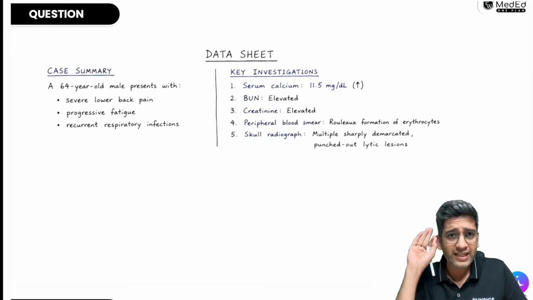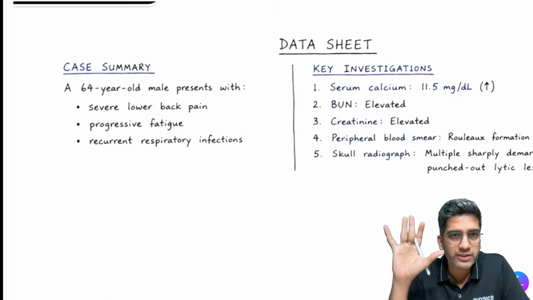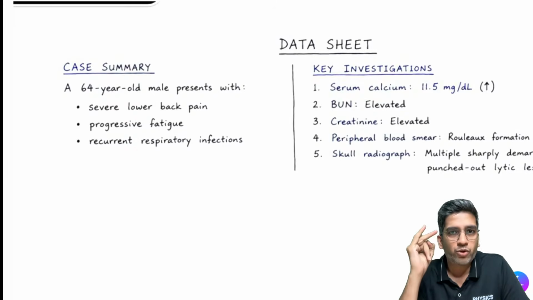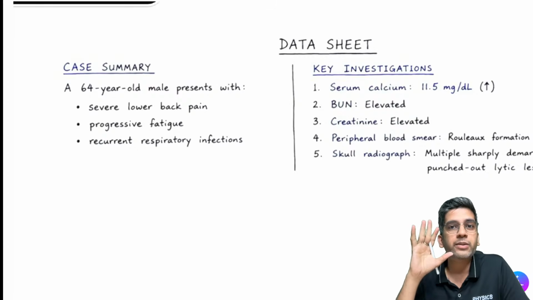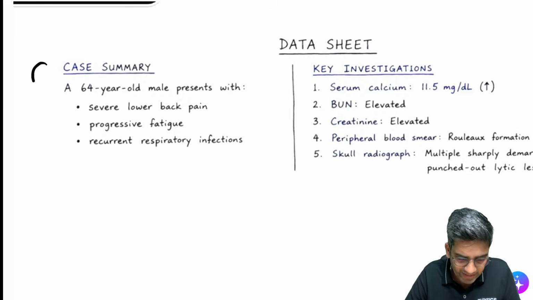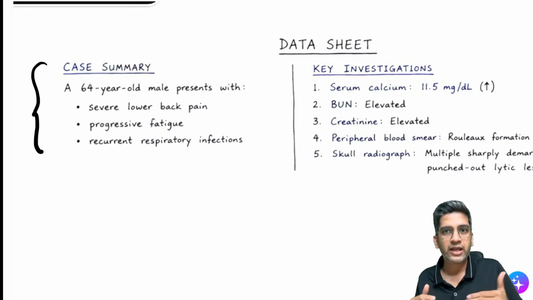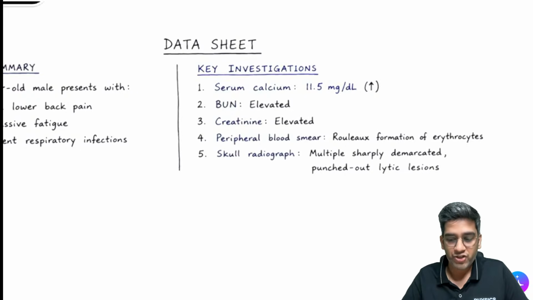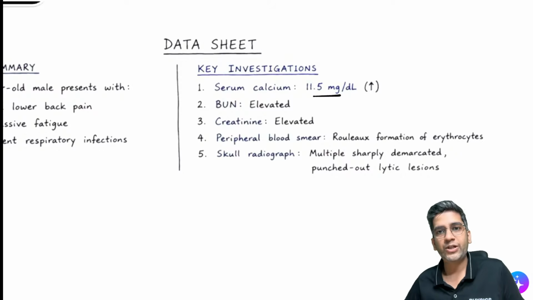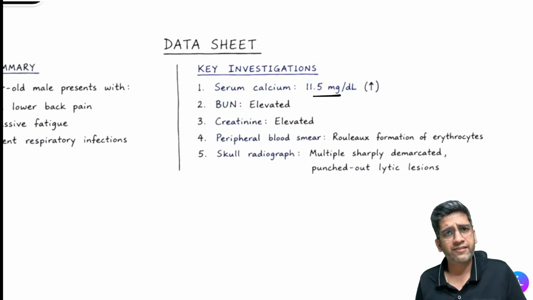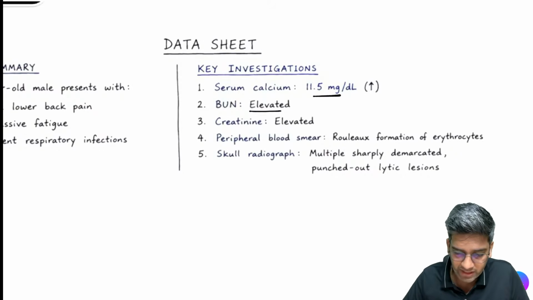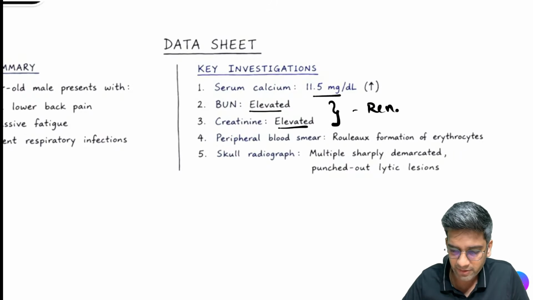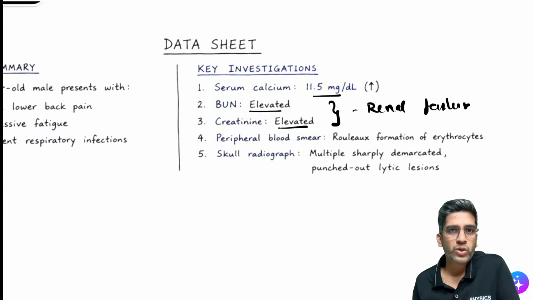Again, it's a case summary. A 64-year-old person presenting with a low backache, progressive fatigue, and respiratory infections. Very easy way to start an essay question, and it will be good also. You are restating what the question has given, and you also are presenting serum calcium 11.5 is elevated, 9 to 11 milligram percent is the normal, 11.5 is elevated, blood urea nitrogen elevated, creatinine elevated. We can also write indicating renal failure here. Okay. And peripheral smear shows Rouleaux formation, right?